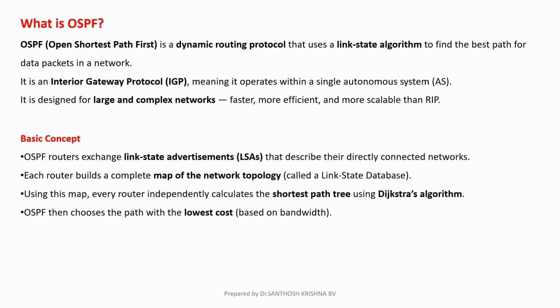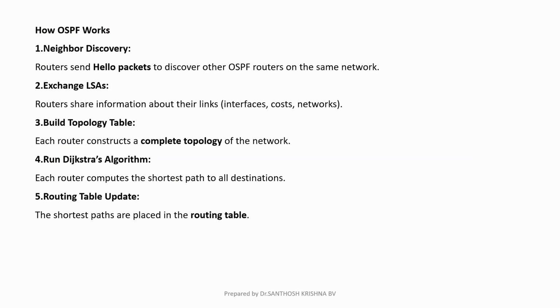After calculating the shortest path, OSPF will choose the best path based on the lowest cost. Here, the cost indicates the bandwidth. So which means the path using lesser bandwidth will be more used.